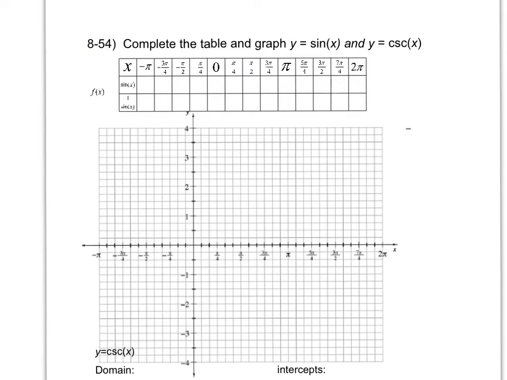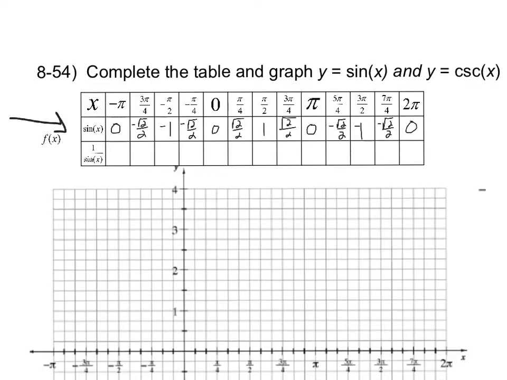What I'd like you to do is pause this and take a couple minutes to complete the table for sine. Okay, if you took your unit circle and used that to help complete the table, or you did it from memory, or maybe you didn't pause it and just looked at this, that's fine. But here is what we have for the sine function. Now, we're going to take the reciprocal of each of those outputs. That's what this is saying, 1 over the sine of x.